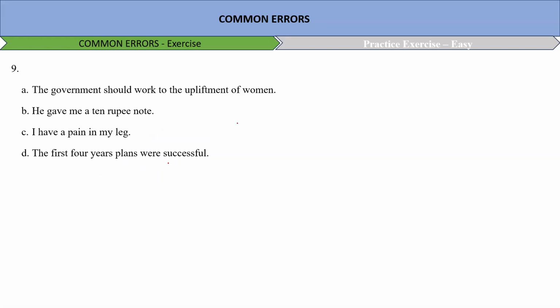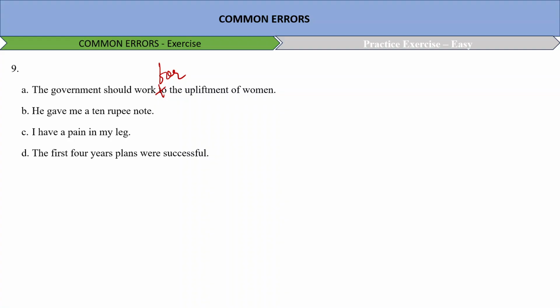Next, the government should work to the upliftment of women. He gave me a 10 rupee note. I have a pain in my leg. The first 4 years plans were successful. Now you see, option number 1A says the government should work for the upliftment of women, not to the upliftment of women, right?